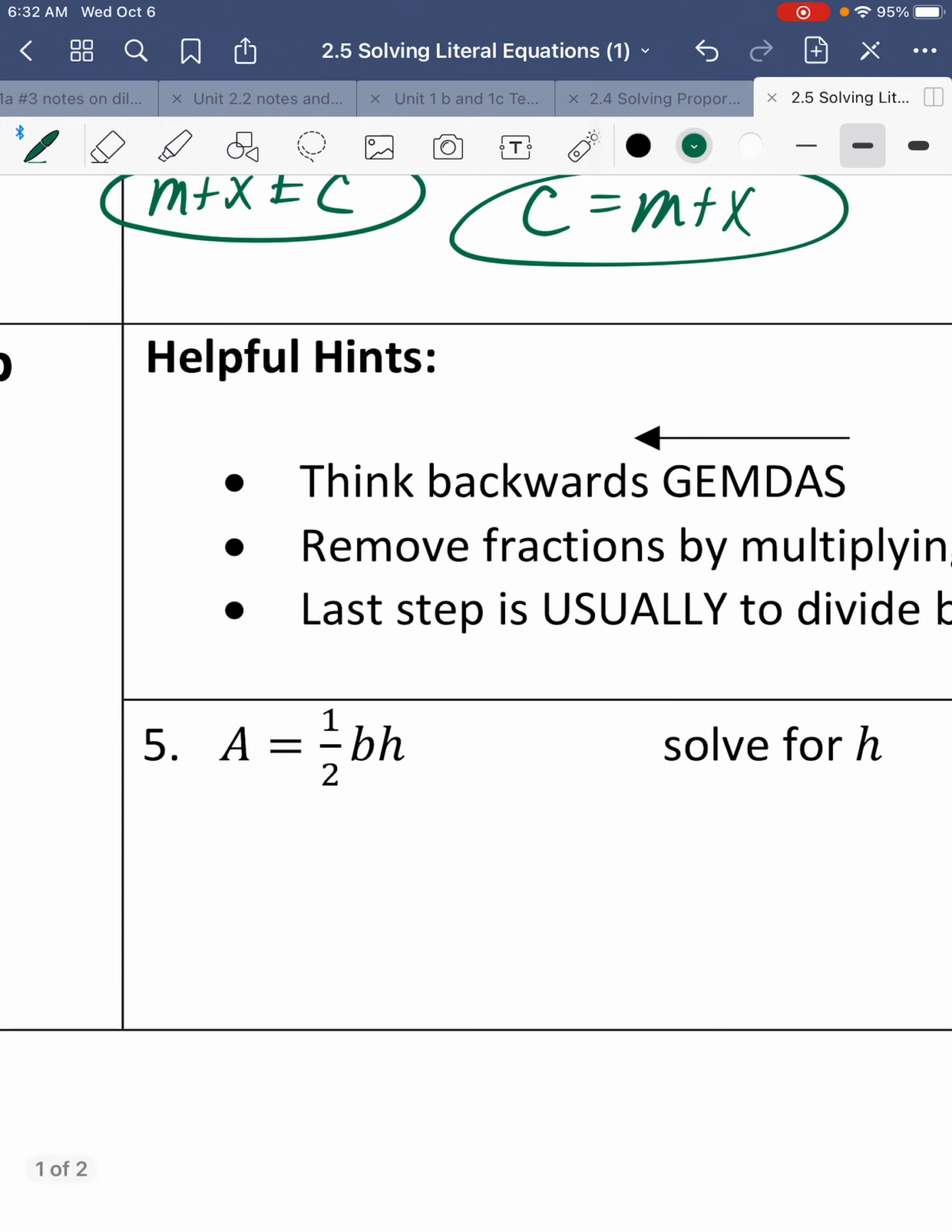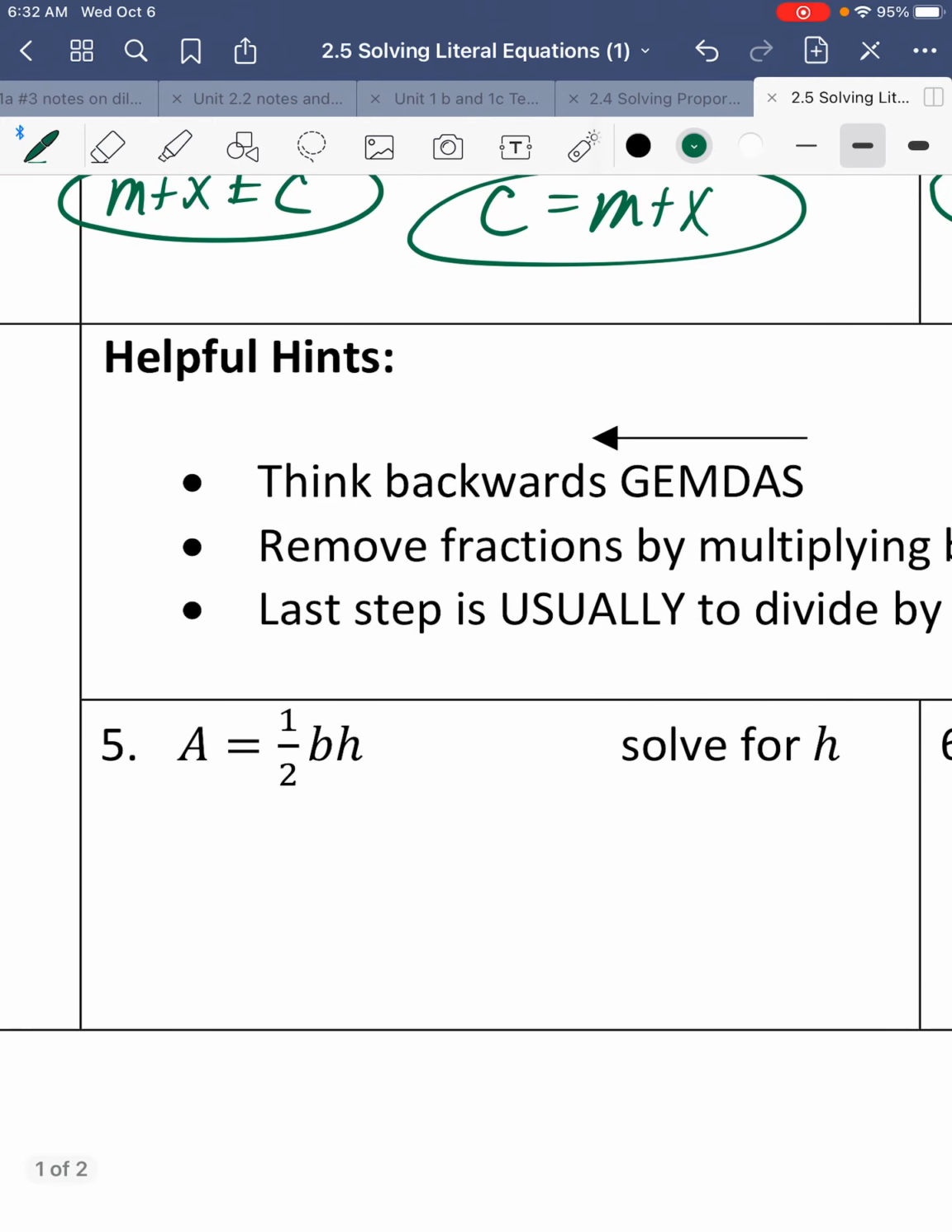Good morning. Morning. We have solving for h here.